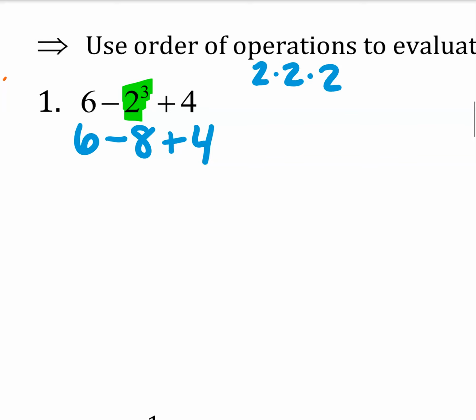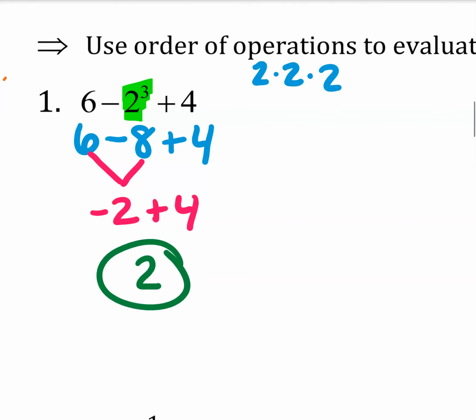Now you can do this left to right. So if you need to do this in multiple steps, you totally can, because there's 3 things right here. So I'm going to go ahead and do 6 minus 8 first, because that's the first thing I see. So 6 minus 8 is a negative 2 plus 4. And then that's the only thing I have left. Negative 2 plus 4 is going to be positive 2. So that's going to be my answer on number 1.